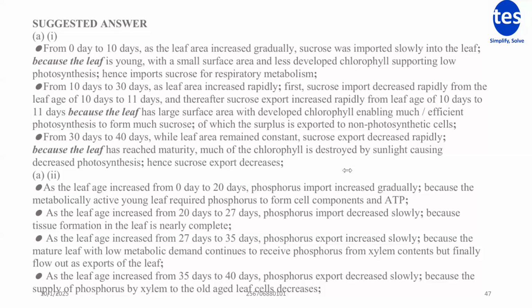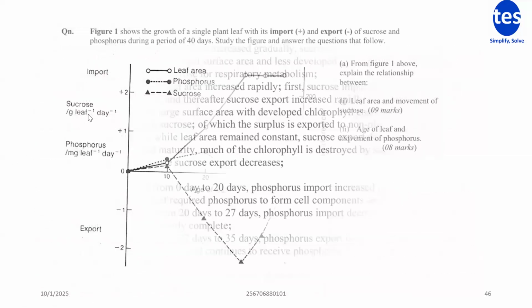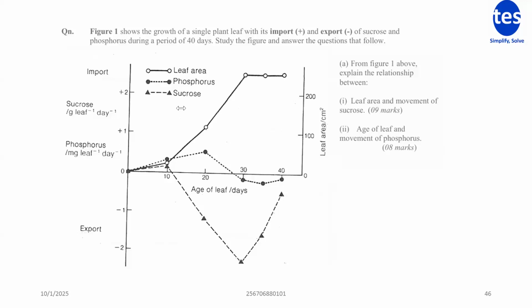I think the only thing I was thinking was maybe you have this graph. Let's say this graph. Let's take an example of this. And then you have, for example, you want to give a relationship between, let's say, leaf area with the, let's say, phosphorus, okay? And then you say that from 10 maybe to 30, as the leaf area increases.